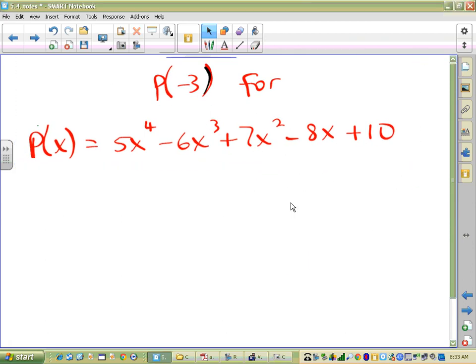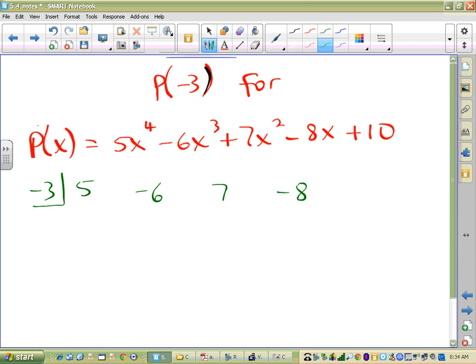What I'm going to do is make a little box here. Hey, I've seen that box before. Yeah, and I'm going to put something in the box. This time I'm going to put a negative 3 in the box. I got a 5 and a negative 6 and a 7 and a negative 8 and a 10. Now, remember I did a Snoop Dogg. What did Snoop Dogg do? Drop it like it's hot. So I'm going to take this 5 and drop it like it's hot.